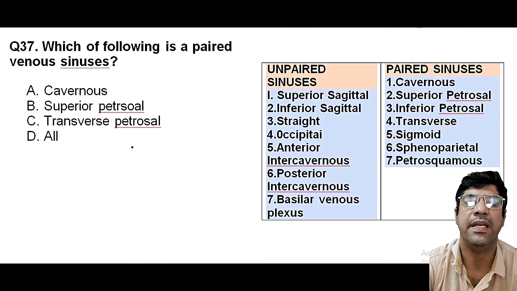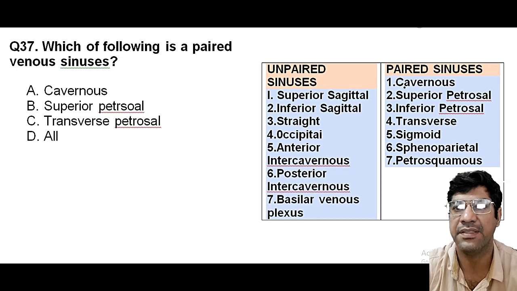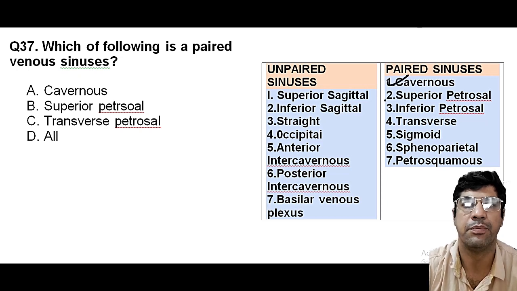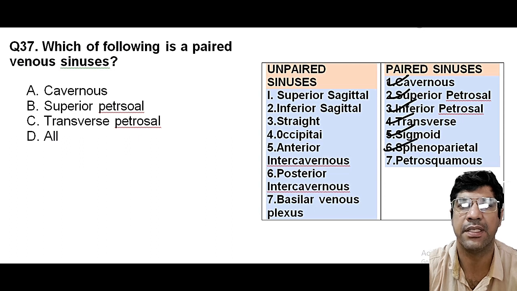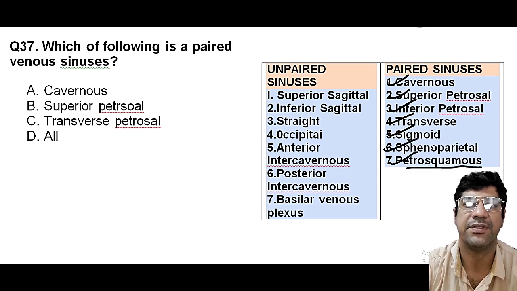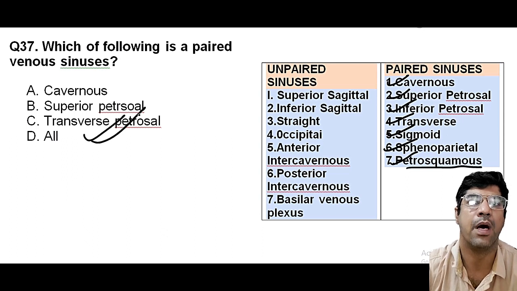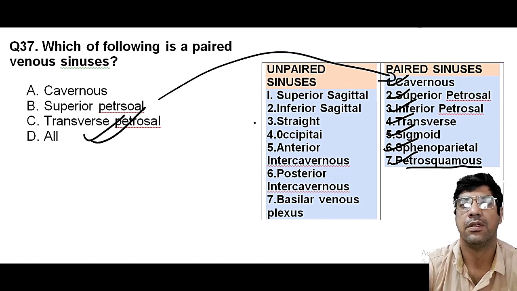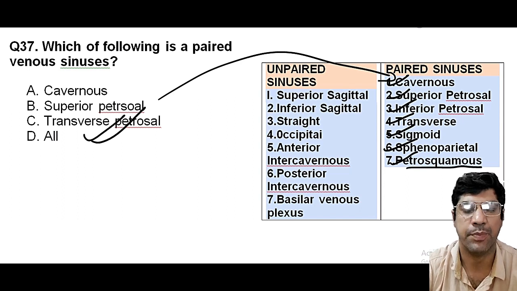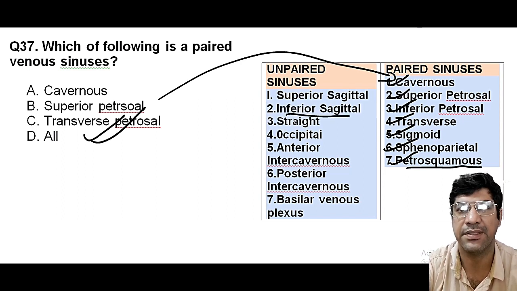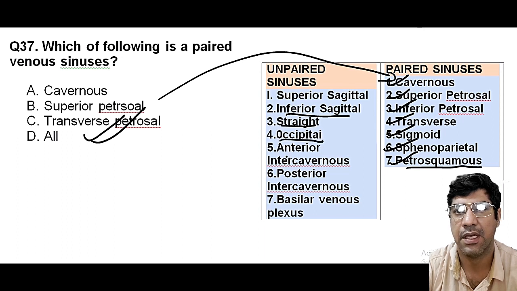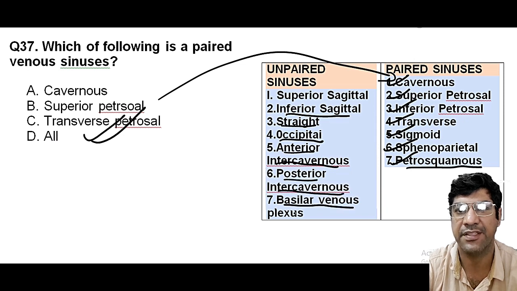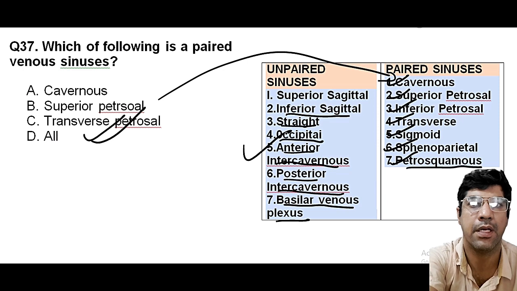Which one is a paired venous sinus? So remember the paired venous sinuses: they are the cavernous sinus, superior petrosal sinus, inferior petrosal sinus, transverse sinus, sigmoid sinus, sphenoparietal sinus, petrosquamous sinuses. So the answer is all of them are paired sinuses. The unpaired sinuses are the superior sagittal sinus, inferior sagittal sinus, straight sinus, occipital sinus, anterior intercavernous sinus, posterior intercavernous sinus, basilar venous plexus. All are the unpaired sinuses.